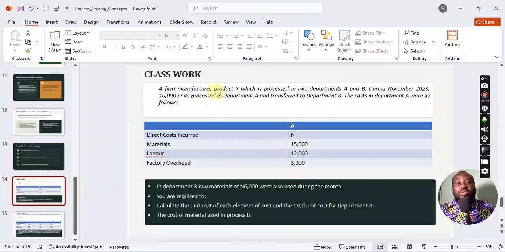Here we have a question that states that a firm manufactures product Y, which is processed in two departments, A and B. During November 2023, 10,000 units were processed in Department A and transferred to Department B. The costs in Department A were as follows: material cost of 15,000, labor cost of 12,000 naira, and factory overhead cost of 3,000 naira. In Department B, raw material of 6,000 naira was also used during the month. You are required to calculate the unit cost of each element of cost and the total unit cost for Department A. Also, calculate the cost of material used in process B.